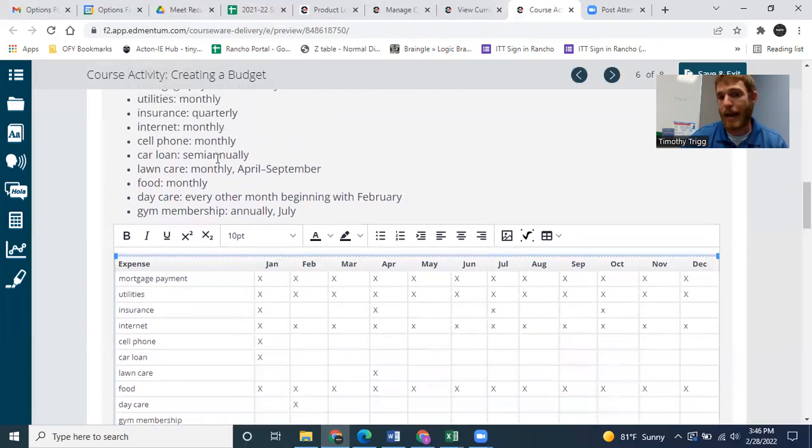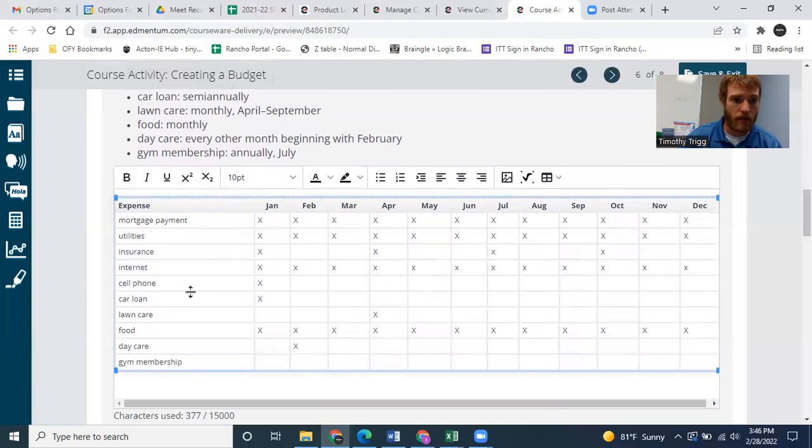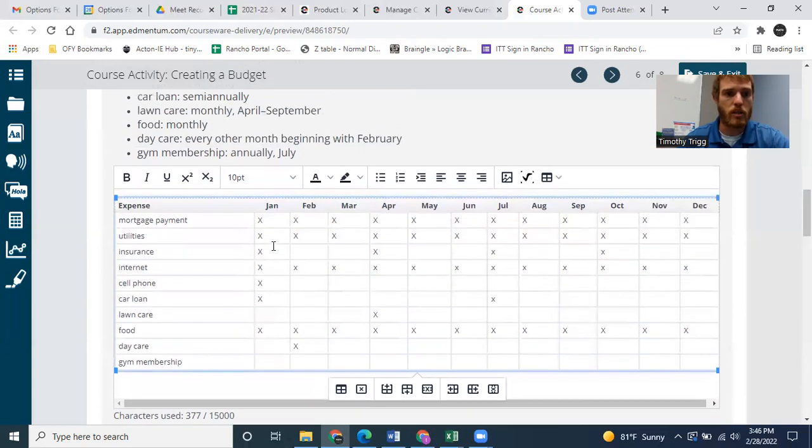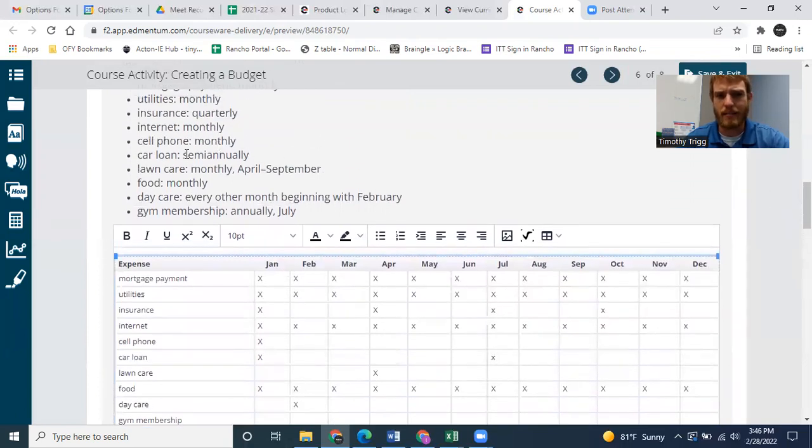Car loan semi-annually. So that means only semi-annually, only twice per year. So you could see for the car loan, he pays in January. Now the next one should be 6 months later. 1, 2, 3, 4, 5, 6. And we'll go put an X right there. So for his car loan, he only pays that twice per year. That's not normal. Normally you pay a car loan every month, but in Terrence's case, he only pays semi-annually, but that means twice per year.